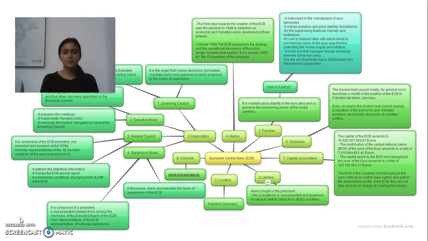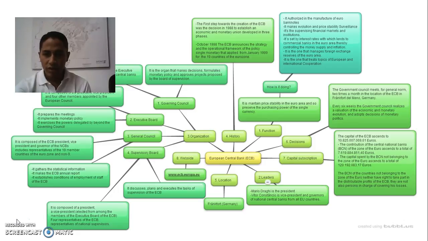The capital subscription of the European Central Bank. The capital of the ECB amounts to more than 10,000 million euros. The contribution of the national central banks of the euro area amounts to a total of more than 7,000 million euros.